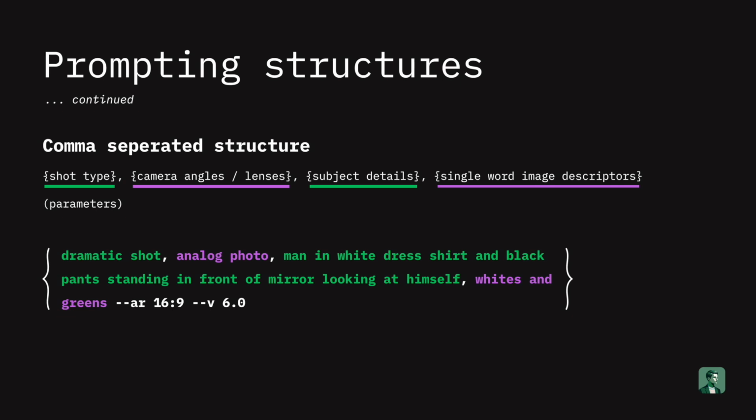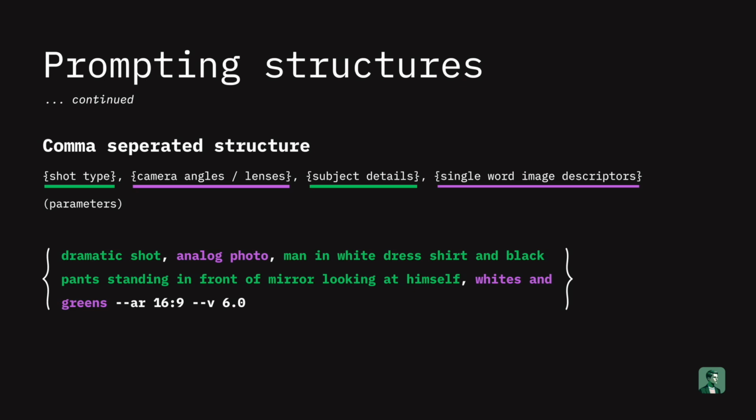The second prompting structure is comma separated structure, and this is what I use most frequently. This is the order in which I have found is the best to put the different things I want to see in the image, or the different angles or lenses, shot types, and single word descriptors. It's preferred for me because I think it gives you more control of exactly what you want to see by telling the model just very plainly what should be in the image and what styles to adhere to.